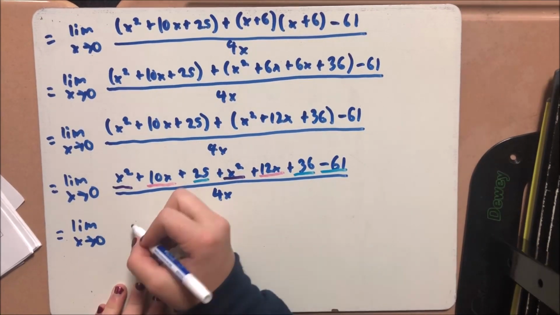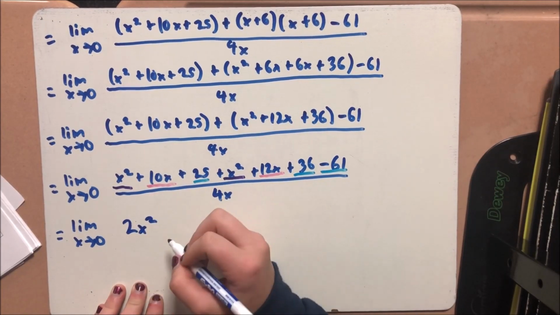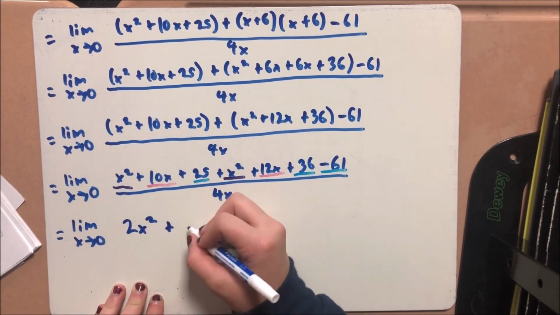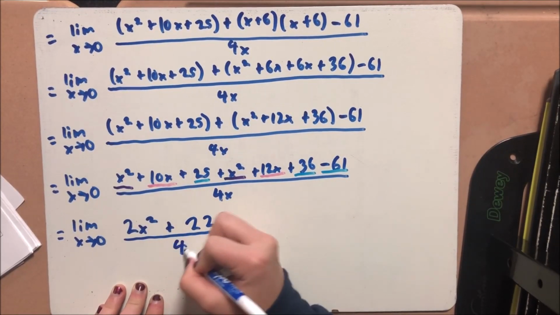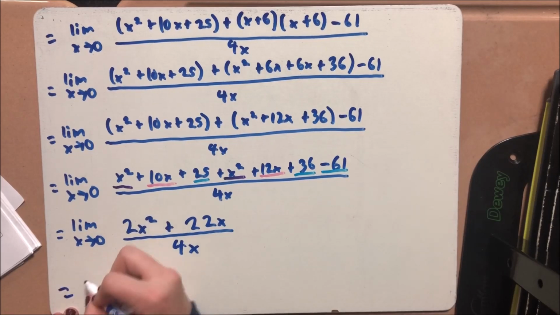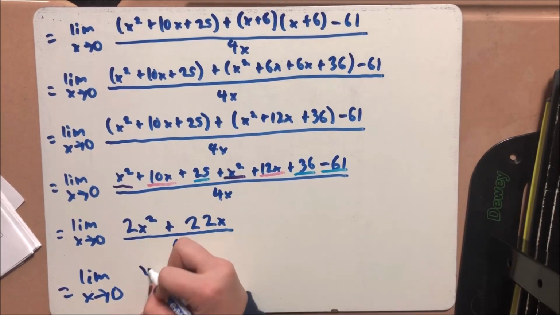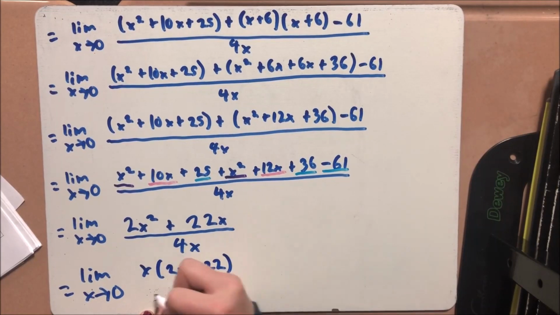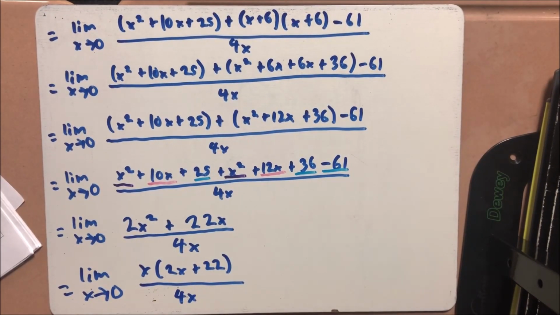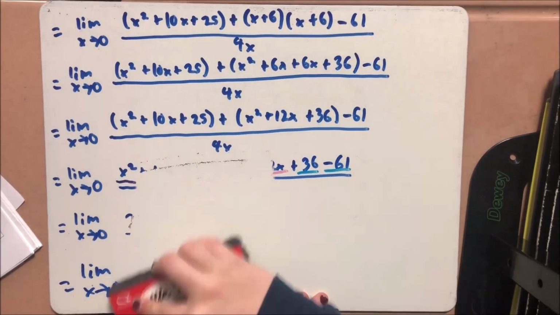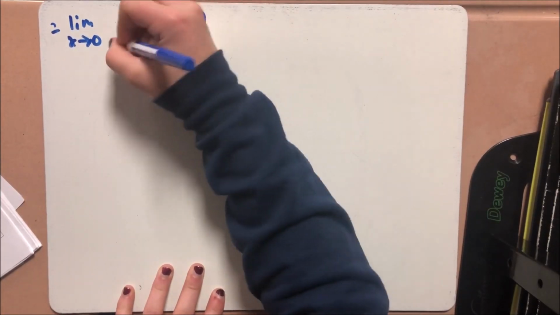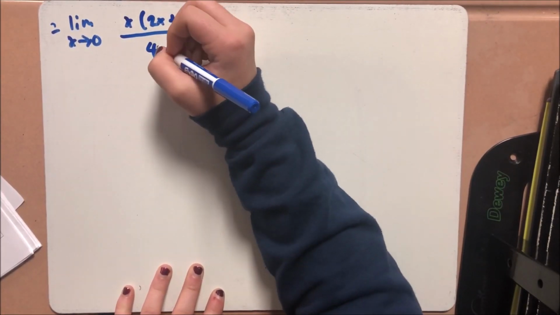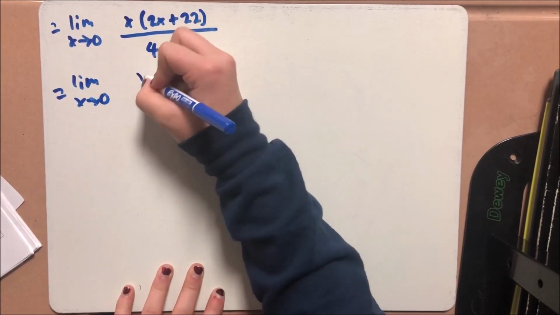After performing simple algebra, the simplified function will result in 2x squared plus 22x all over 4x. Factor out an x from the numerator to get x times (2x plus 22) all over 4x. Rewrite the problem and cancel out the x in the numerator and the x in the denominator to get 2x plus 22 all over 4.